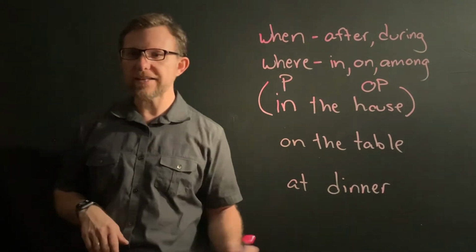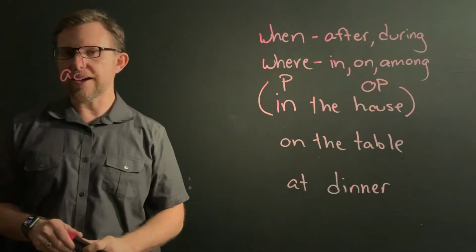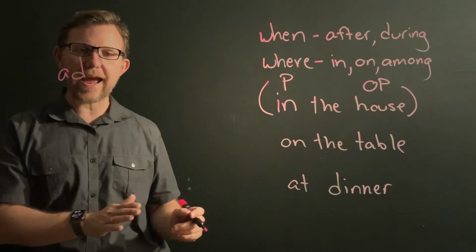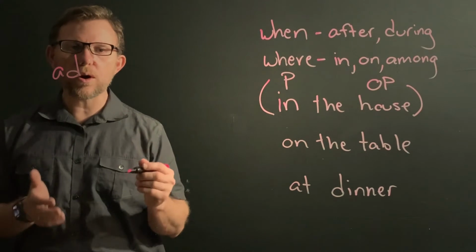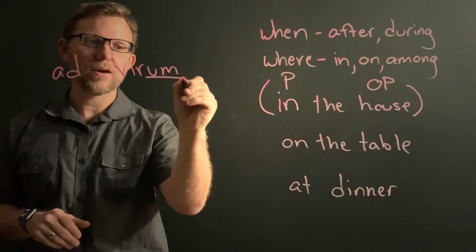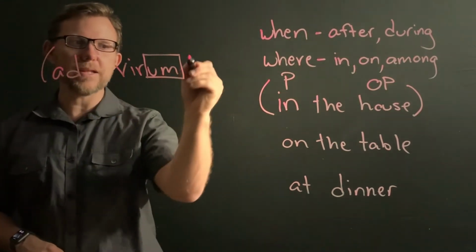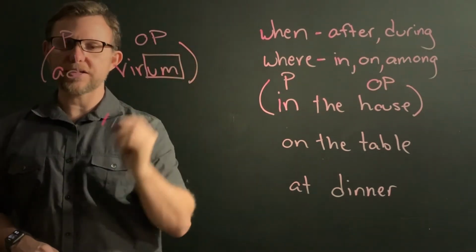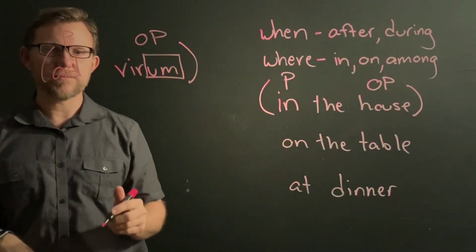So, for instance, we have the word ad in Latin, pronounced "odd." It means to or toward. And ad requires its noun, its object, to be in the accusative case. So if I wanted to say toward the man, I would need to put an accusative ending on that noun, ad virum, toward the man. If I were labeling it, I would label this as the preposition and this as the object of the preposition. That's how they work. They're very, very simple.